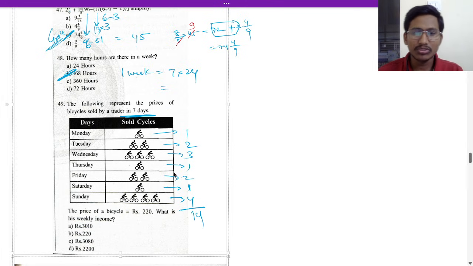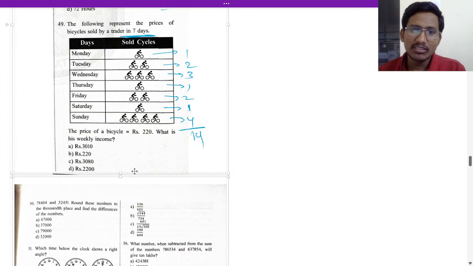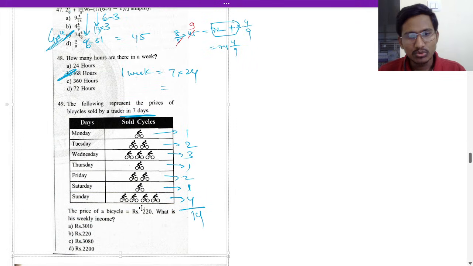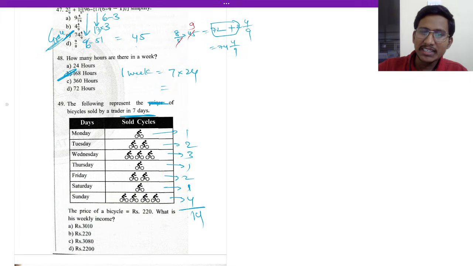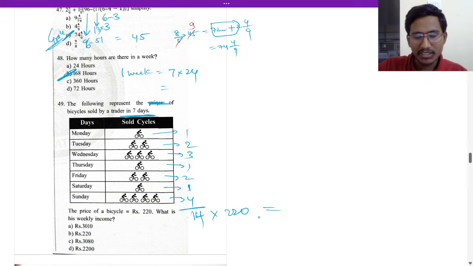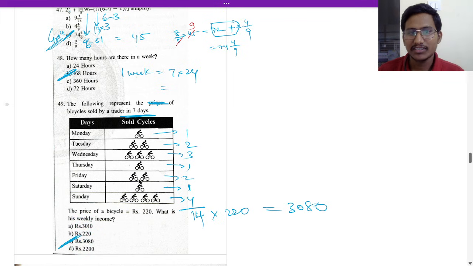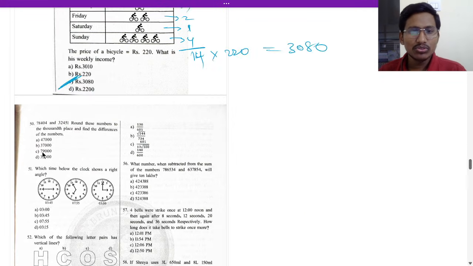So here the price of the bicycle is 220. What is the weekly income? So one bicycle is how much? That is 220 rupees. So if you multiply, what answer will you get? So 22 14s, if you do, it will be 308 and 10. So 3080 is the answer, option C here. Okay, good. So let's go to the next now.